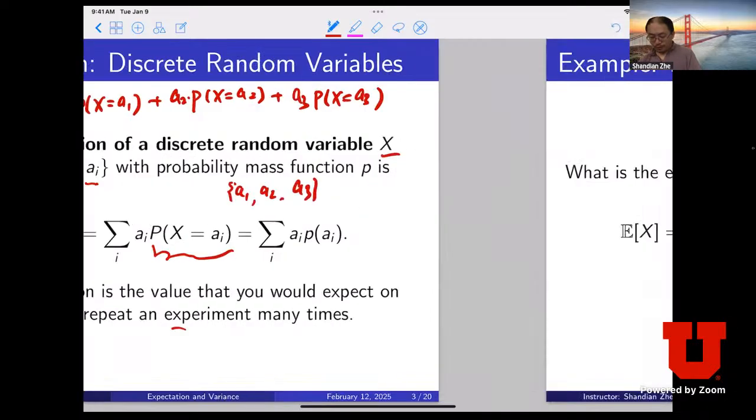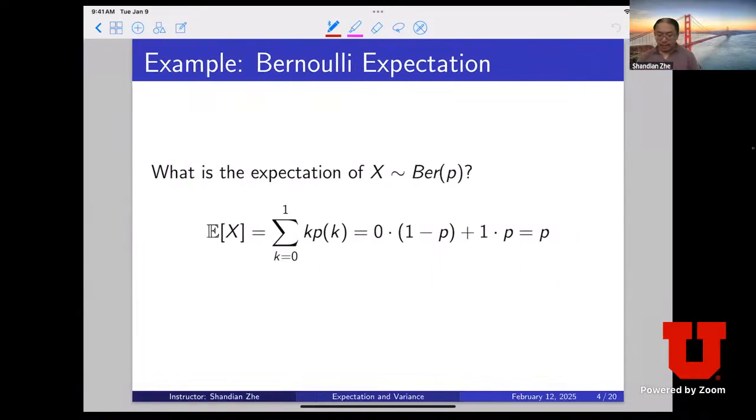Okay, so now let us look at some examples. We start with one of the most commonly used discrete random variables, which is called the Bernoulli random variable. A Bernoulli random variable is about an experiment with binary outcomes: what's the chance you succeed, and what's the chance you fail? Like flipping a coin: what's the chance you see a head, and what's the chance you see a tail?